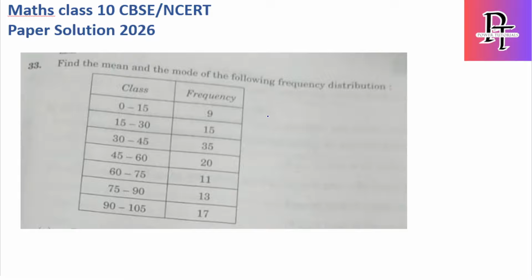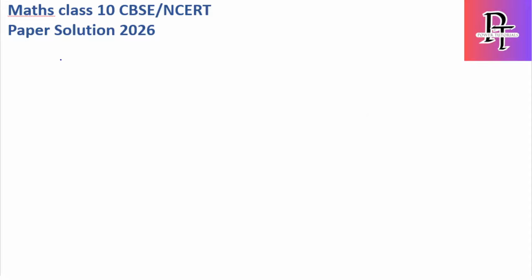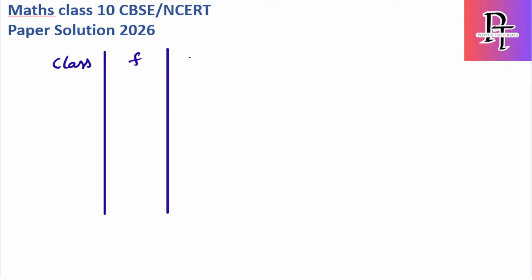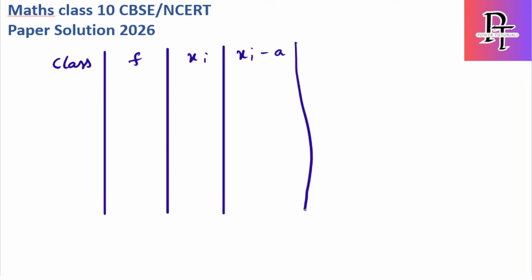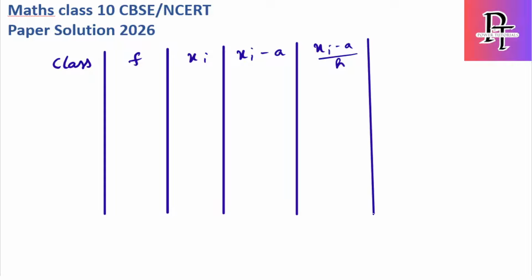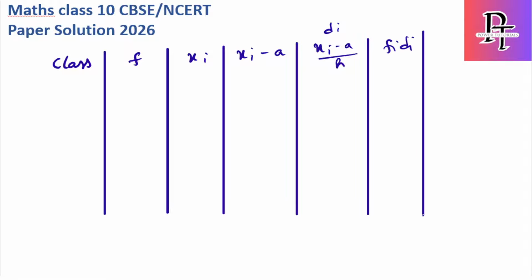तो पहले मैं मीन कैलकुलेट कर लेता हूँ. तो इसी टेबल में यहाँ राइट साइड मेंशन कर लेता हूँ. मैं बड़ा वैल्यू है ना, तो इसलिए मैं x minus a by h, यानी स्टेप डिविएशन फॉर्म में होता है ना, उस वाला मेथड यूज़ करता हूँ. ठीक है, तो इसलिए ये टेबल का नहीं, मैं दूसरा टेबल बनाता हूँ. क्लास, फ्रीक्वेंसी, xi, xi minus a, xi minus a by h, मान लो कि di है, तो fi di. तो ये सारे वैल्यूज हमको कैलकुलेट करना है मीन कैलकुलेशन के लिए.